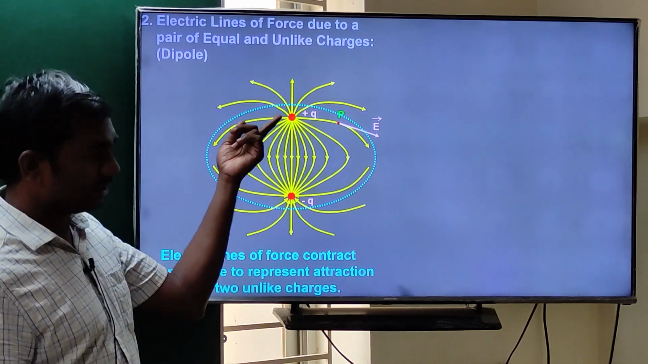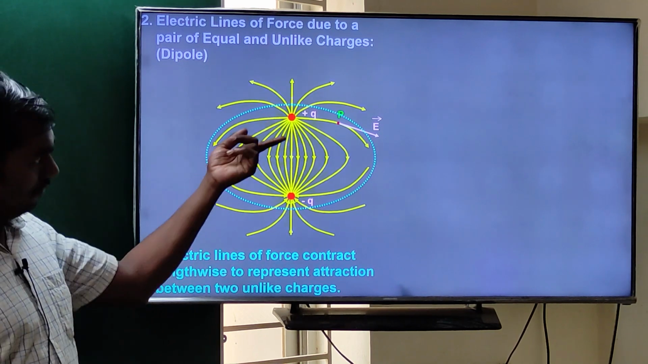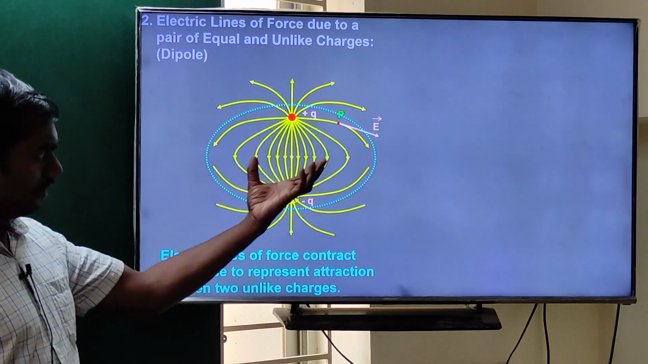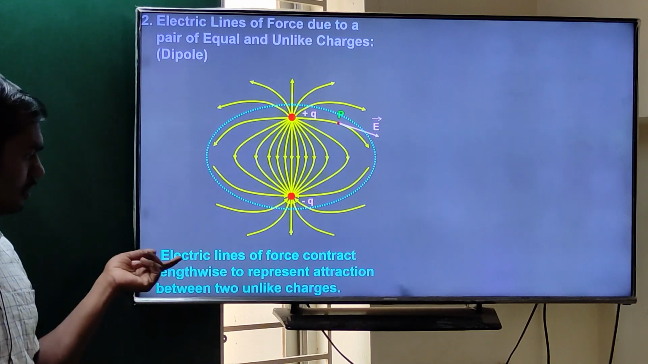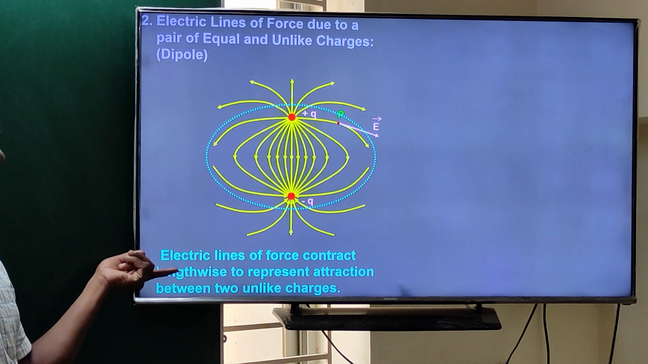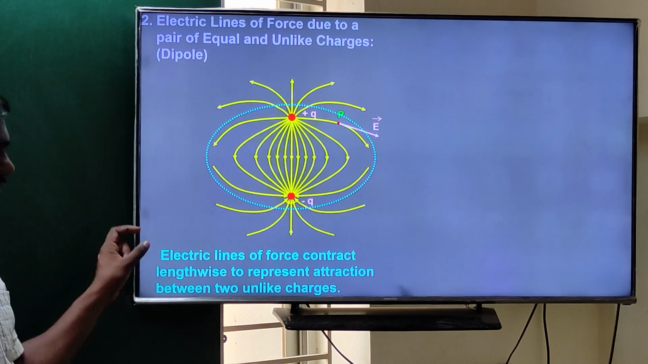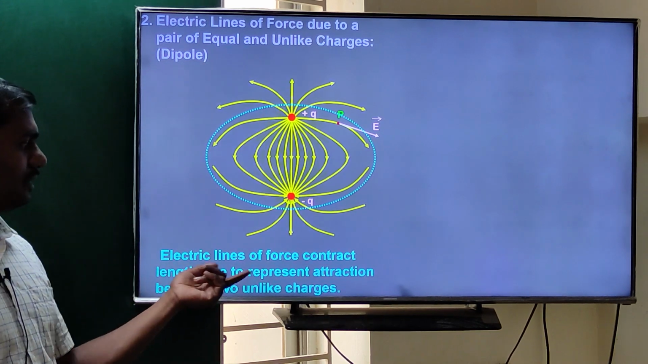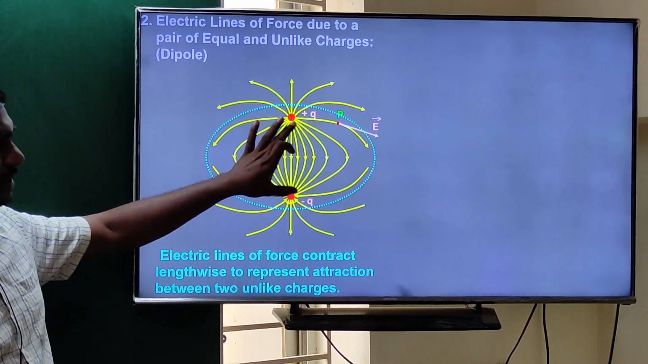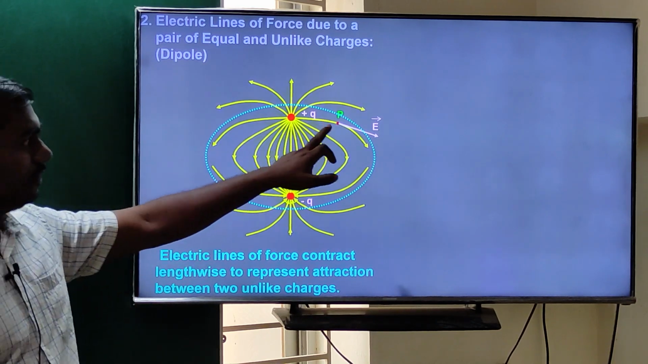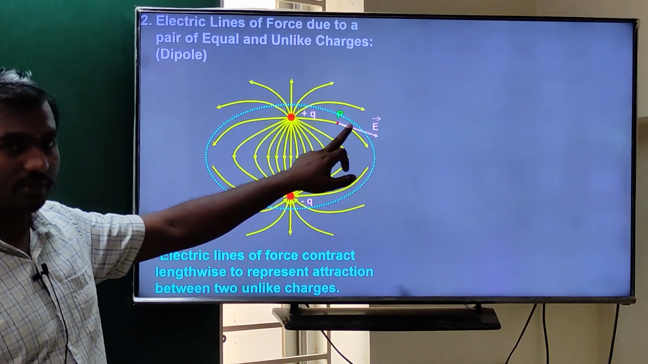So this is the reason why unlike charges attract each other, because the field lines contract lengthwise. This word is very important for theory-based questions, especially for NEET; they will give this line directly: attraction due to lengthwise contraction of electric field lines in between the unlike charges.